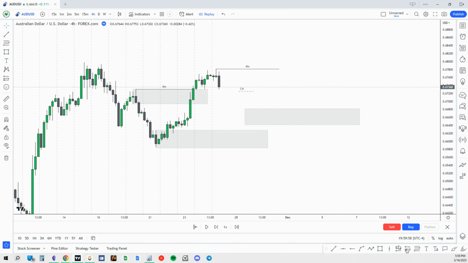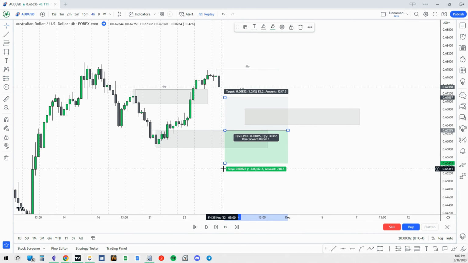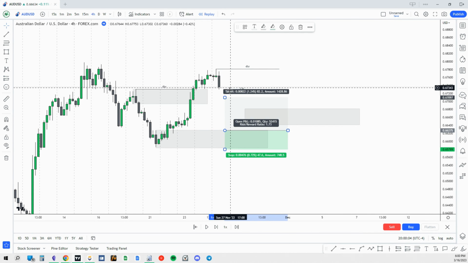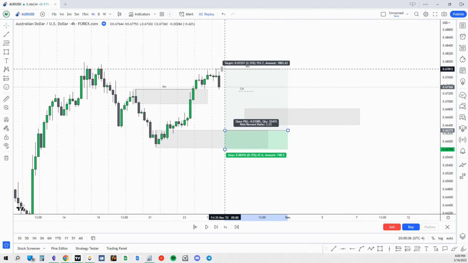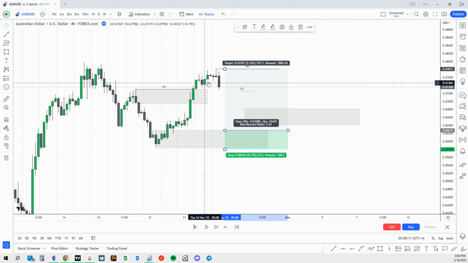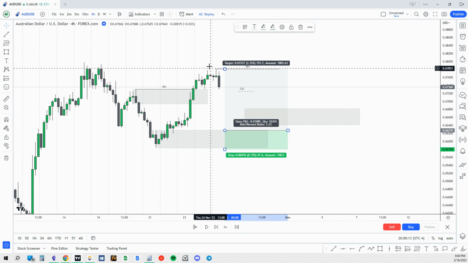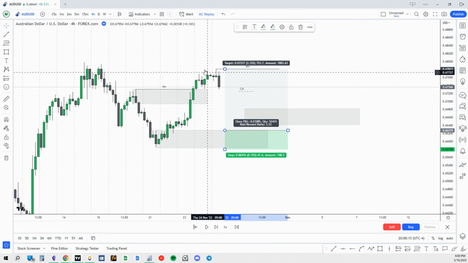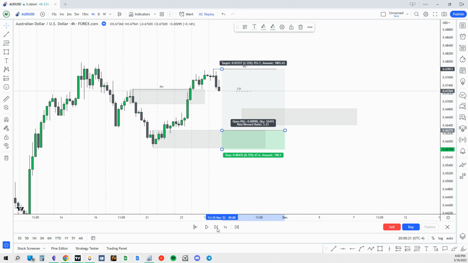And so just to make this a little bit more obvious, let's go ahead and set our risk to reward tool here. And you'd just be setting your profit target at the next high, which is right where the break of structure starts to retrace back into the zone. So let's go ahead and keep fast forwarding a little bit and see what happens.